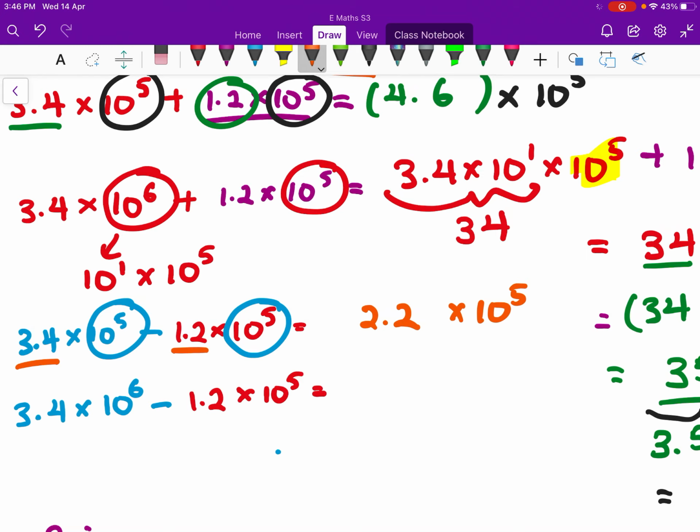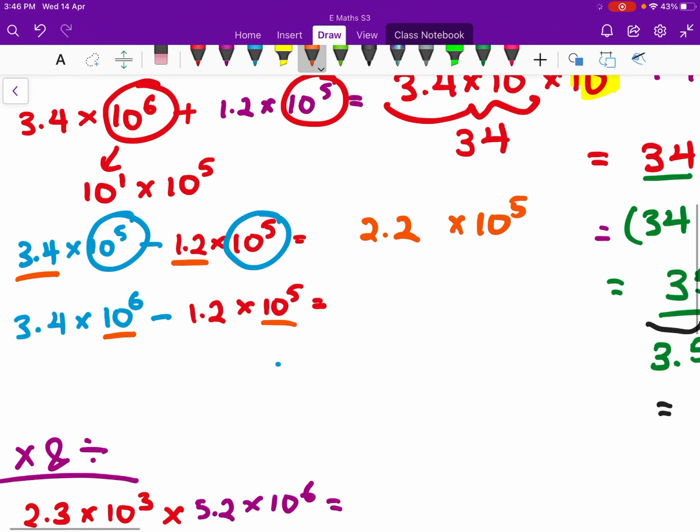Okay, so this will be the standard form. Right, the last example of the subtraction. So you take a look, 10 to the power 6 and 10 to the power 5. First of all, you make your standard form the same. So 10 to the power 6 is 10 to the power 1 times 10 to the power 5. Of course you need to multiply in order to give you 10 to the power 6 and 3.4 here.